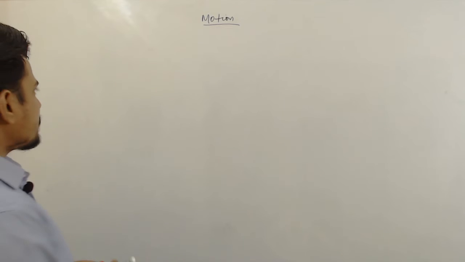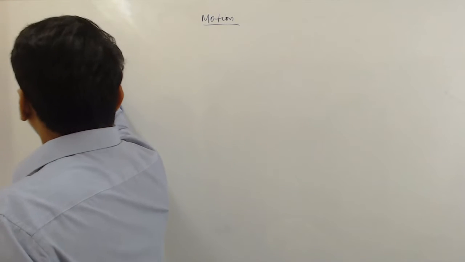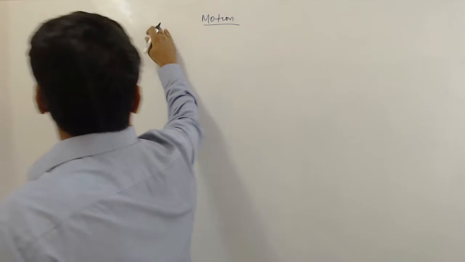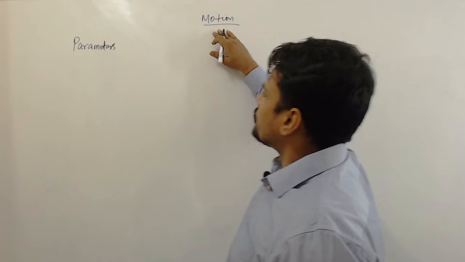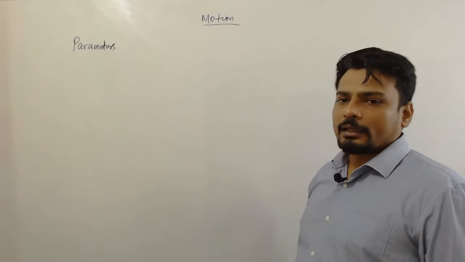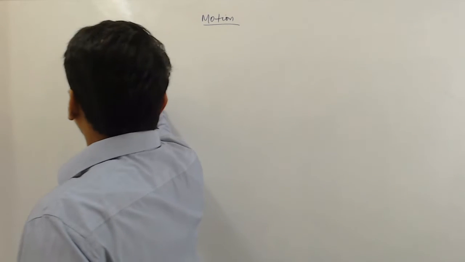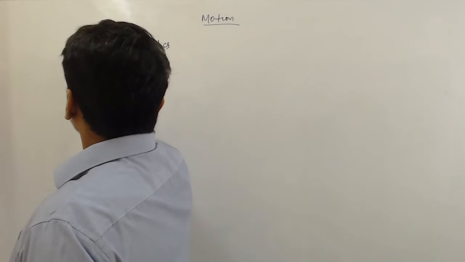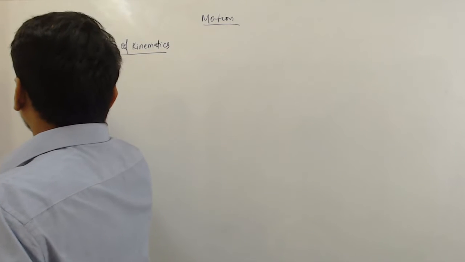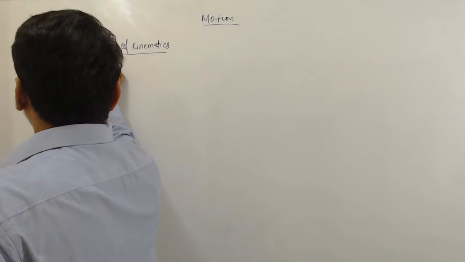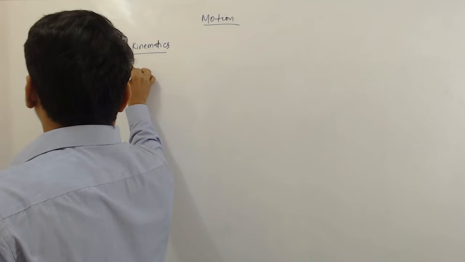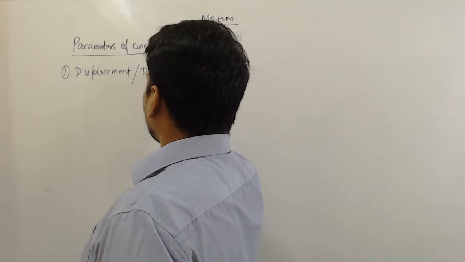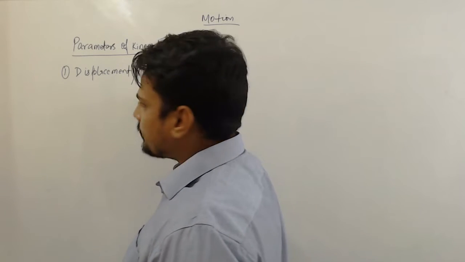Okay. Now let us discuss the parameters of the motion. What are the parameters that decide the kinematics of the motion, that decide the numerical elements of the motion? So, parameters of kinematics. तो बेसिकली इसमें पहला चीज जो अपन को पढ़ना है, that is called displacement. Its counterpart, the scalar quantity, is the distance. We'll also discuss the distance.